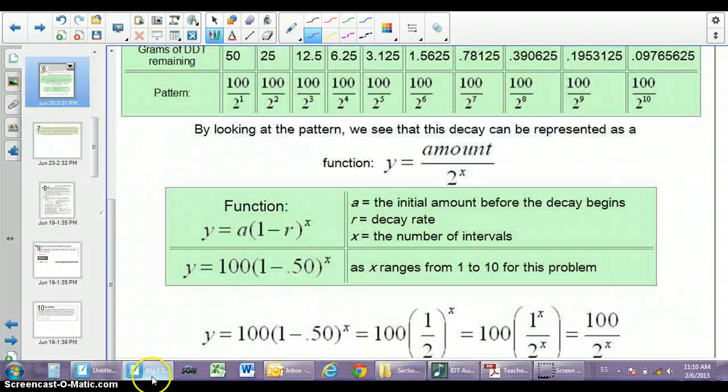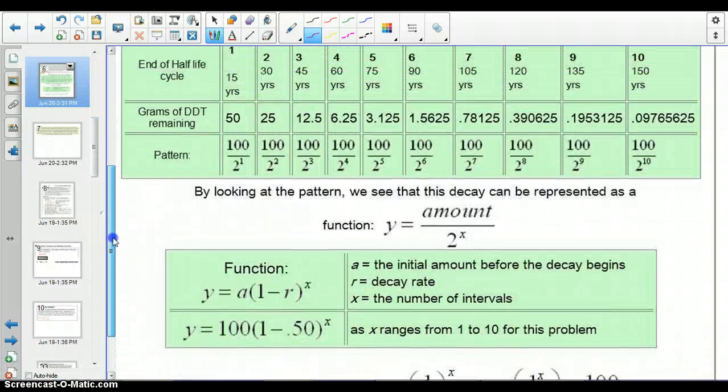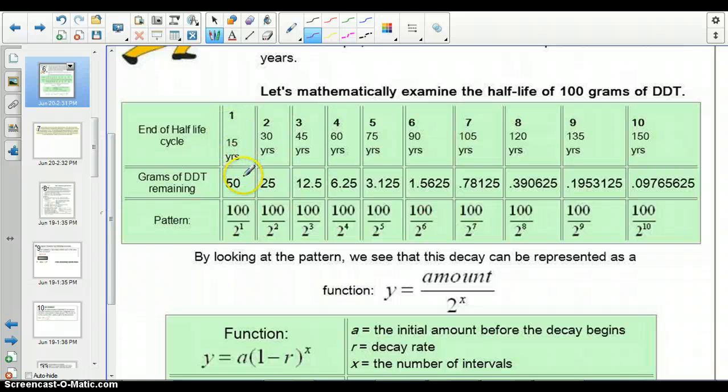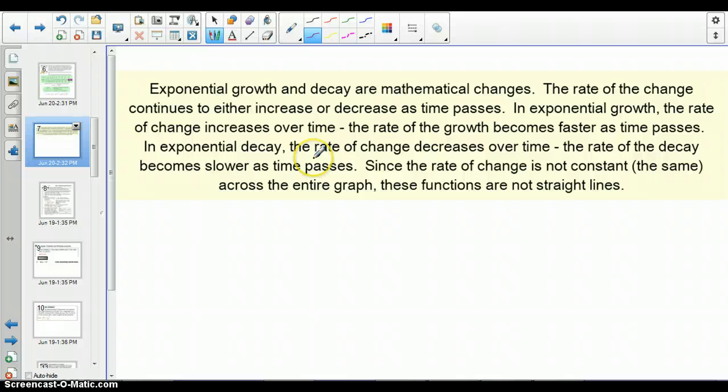Let me see if I can show you here. After one cycle of this DDT half-life, we're left with 50, 25, 12.5, 6.25. It keeps getting smaller, and it's getting very, very small. After 10 cycles, or after 150 years, you still have very small amounts of DDT, but it's there. The next cycle would pass, and you would have an even smaller amount of DDT, but it's still there. So anytime you have decay, what you need to be aware of is that you're always going to have an amount there.